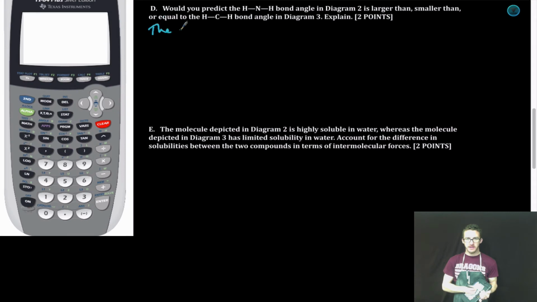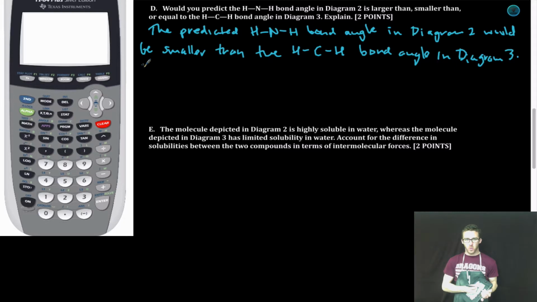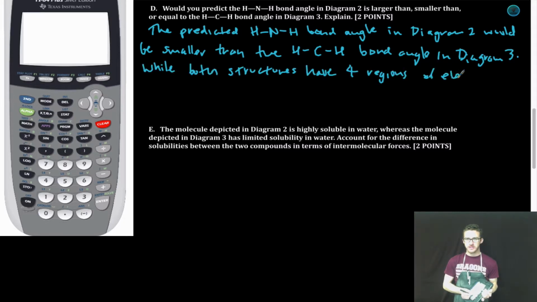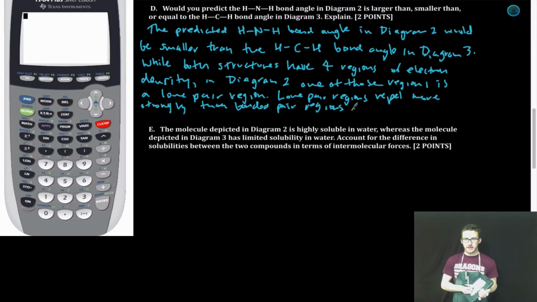The predicted HNH bond angle in diagram 2 would be smaller than the HCH bond angle in diagram 3. While both structures have 4 regions of electron density, in diagram 2, one of those regions is a lone pair region. Lone pair regions repel more strongly than bonded pair regions, and thus decrease the bond angle.